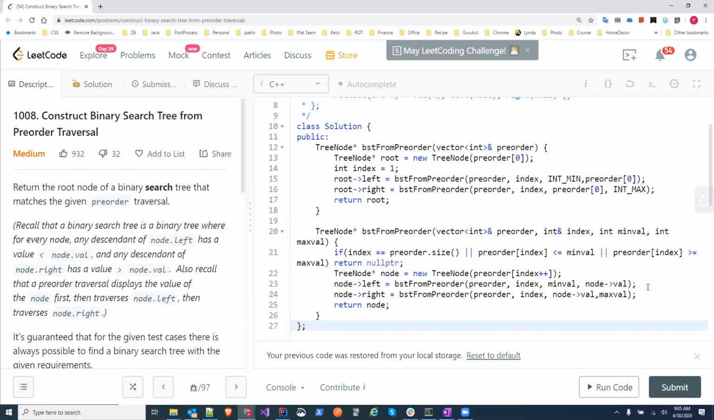It's similar to the min-max approach, right? Yes. This is the same approach, one of the approaches we use to verify a BST. Exactly.